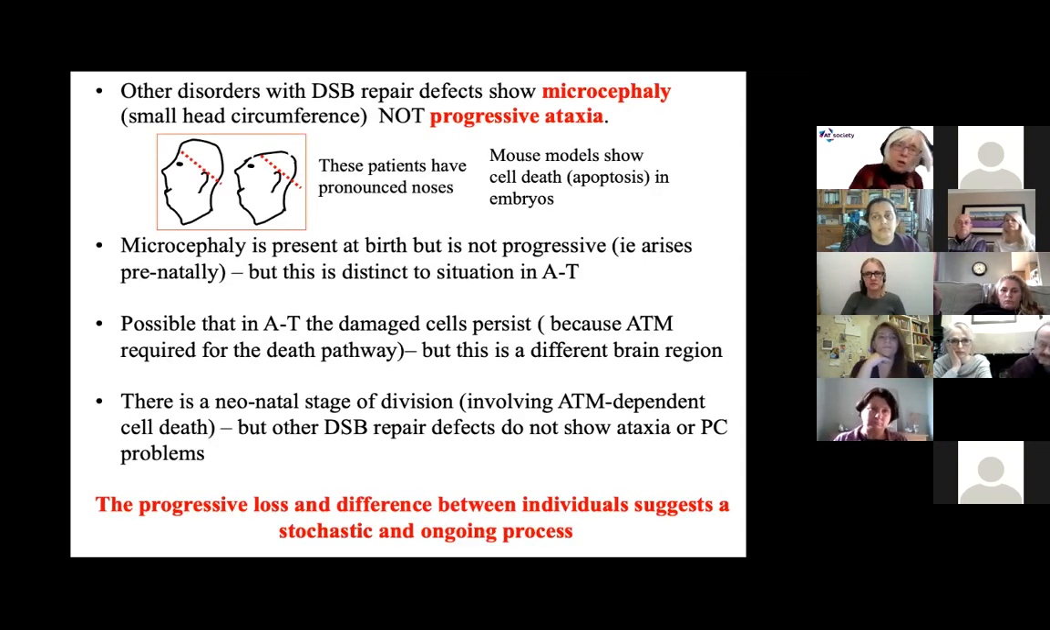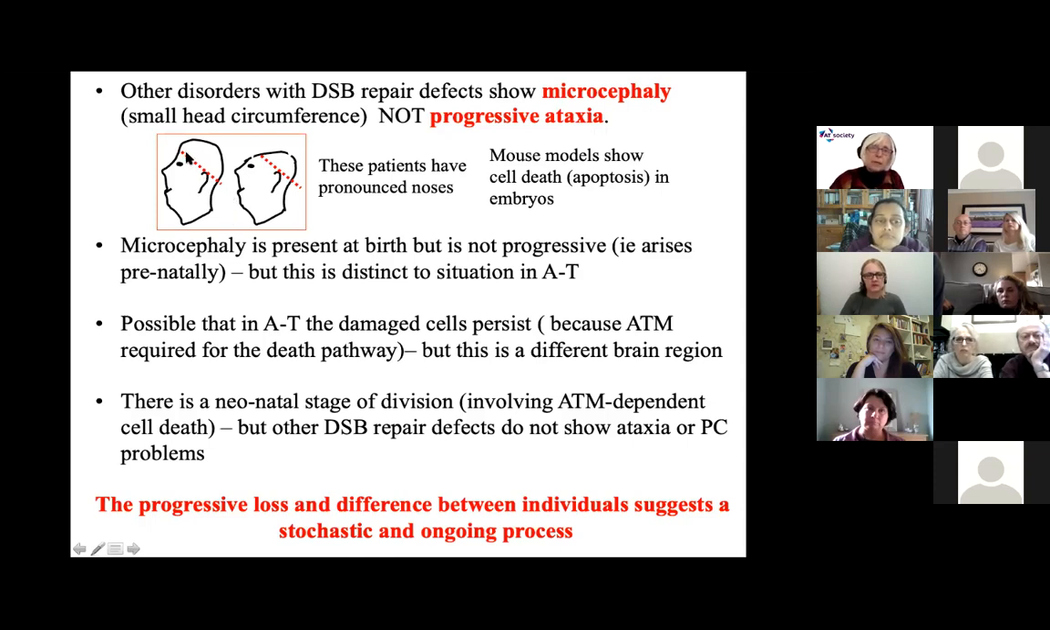So the first slightly odd thing is that other disorders with double-strand break repair deficiencies show microcephaly. I'll explain what that is, but it's small head circumference, and they don't show progressive ataxia. Now, I should just say, this process of rejoining your double-strand break is essential. So all these individuals are a bit more like AT variants. They all have some residual activity. But nonetheless, these individuals do not show progressive ataxia.